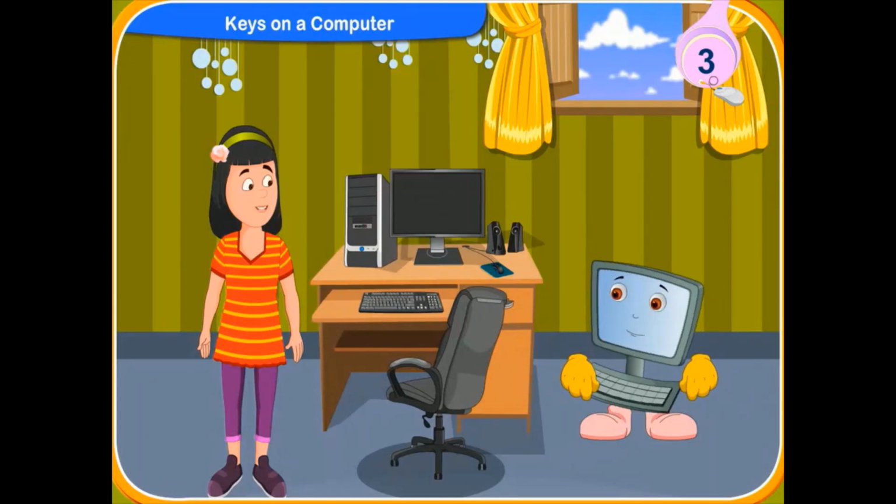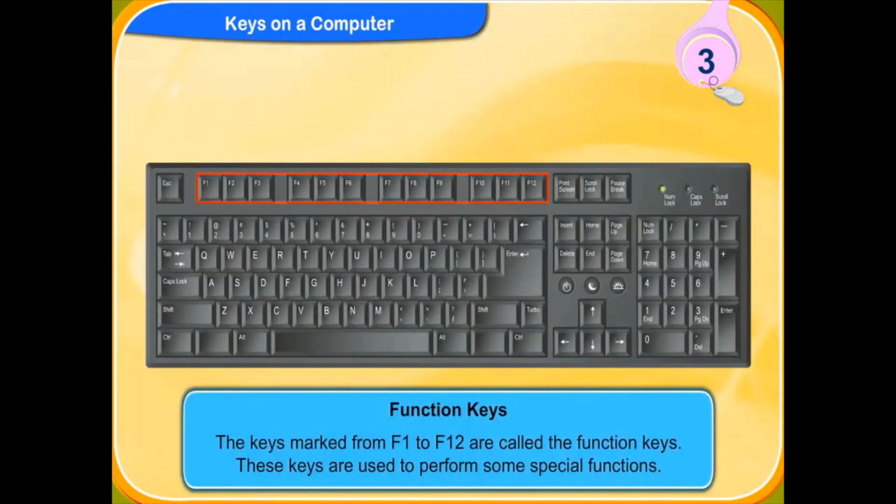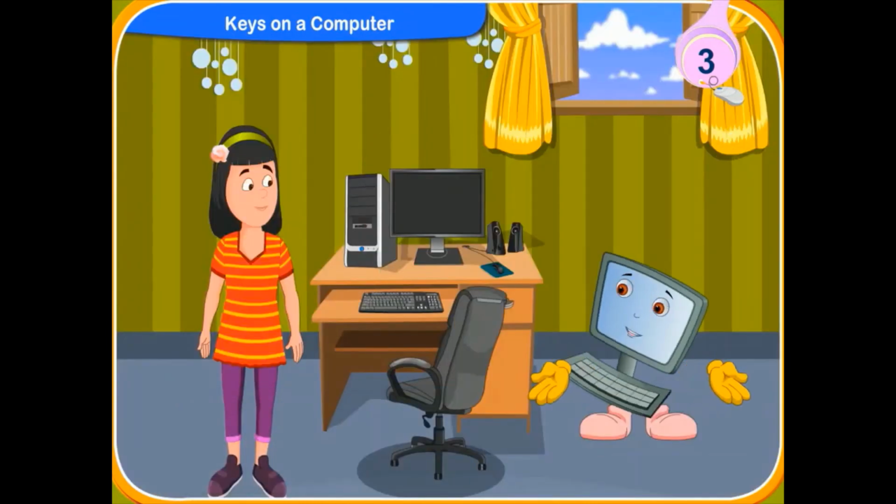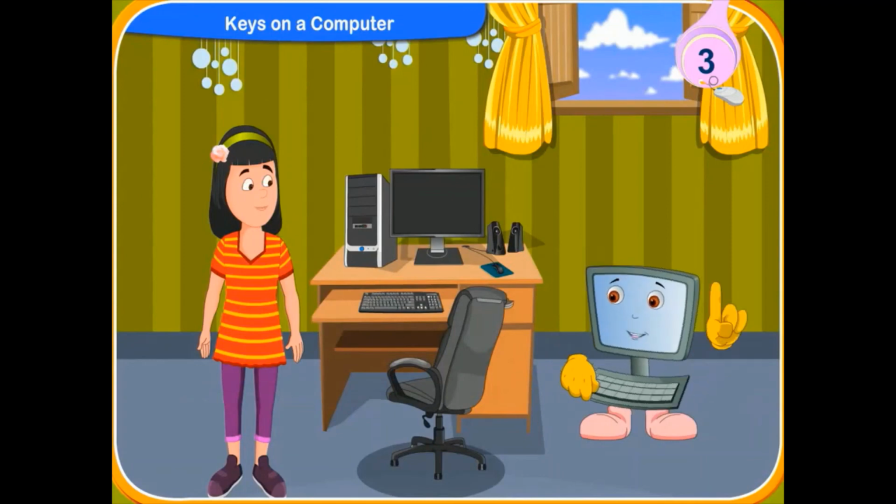What about function keys? The keys marked from F1 to F12 are called the function keys. These keys are used to perform some special functions. The function key F1 is used for help, and the function key F3 is used for searching a file or a document. Now I guess that you know about all the different types of keys on the keyboard.